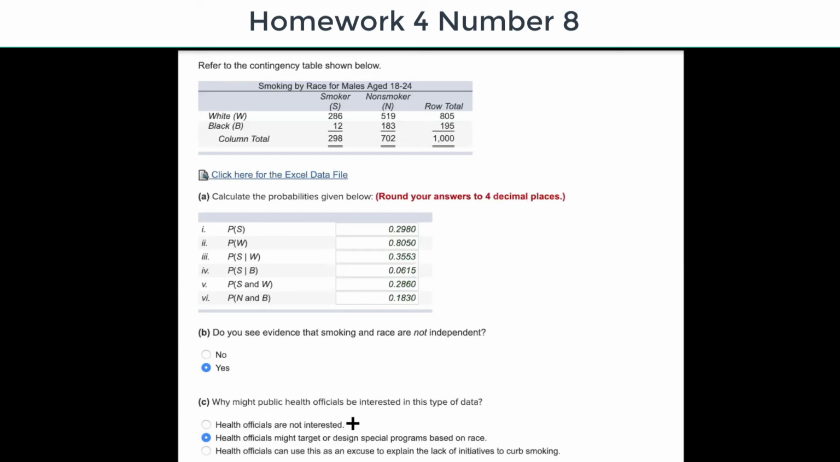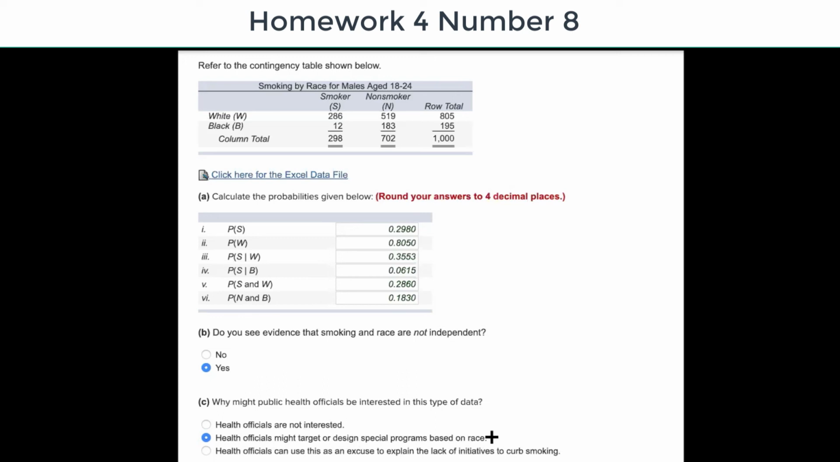Well, it's not that they're not interested, right? Health officials might target or design special programs based on race. Yes, that could happen. The next one was health officials can use this as an excuse to explain the lack of initiatives to curb smoking. Well, I'm not sure if they would do that, because then they would probably be accused of gearing towards one or the other, either white or black. So I think we would go here. Health officials might target or assign special programs based on race. Can we help the white people that are smoking, help the black people that are smoking? And I think that's the particular answer that they want.